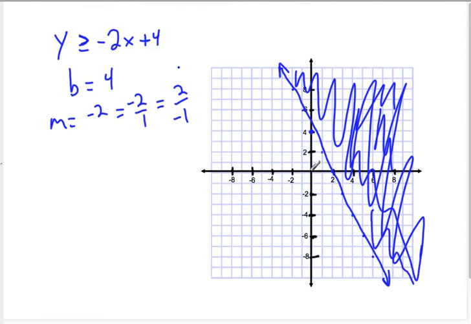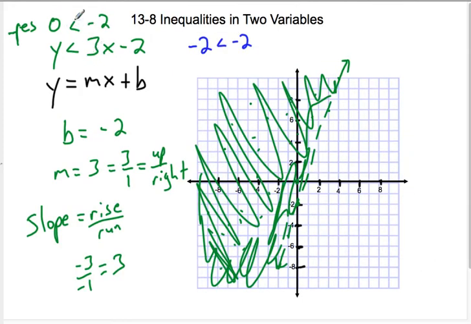We could plug in this point, 0, 0. I choose that because it's really easy. If we do that, I'll do it in green. So 0 is greater than or equal to 4. We see that that's not true. Notice it's on the wrong side of the line. So if you check a point on one side of the line and it's not true, then the other side is all correct.